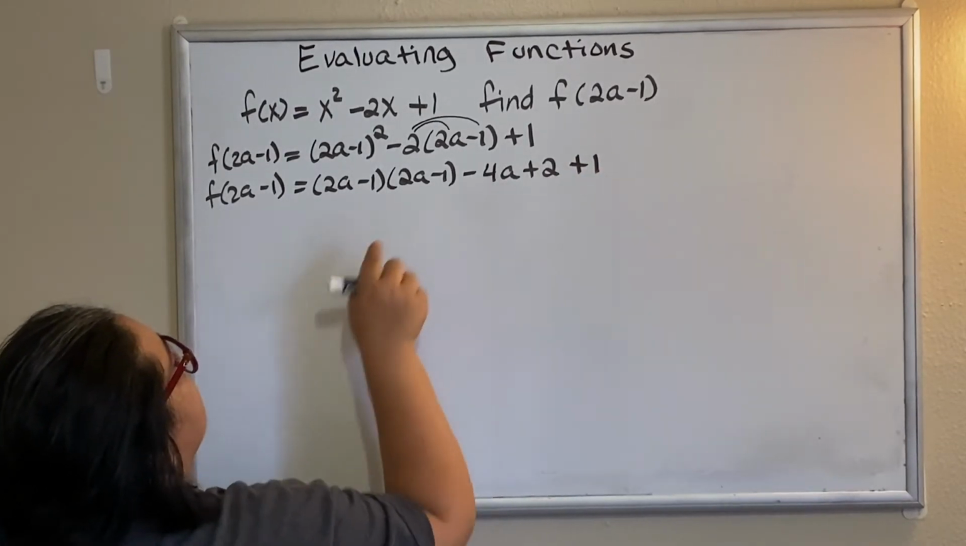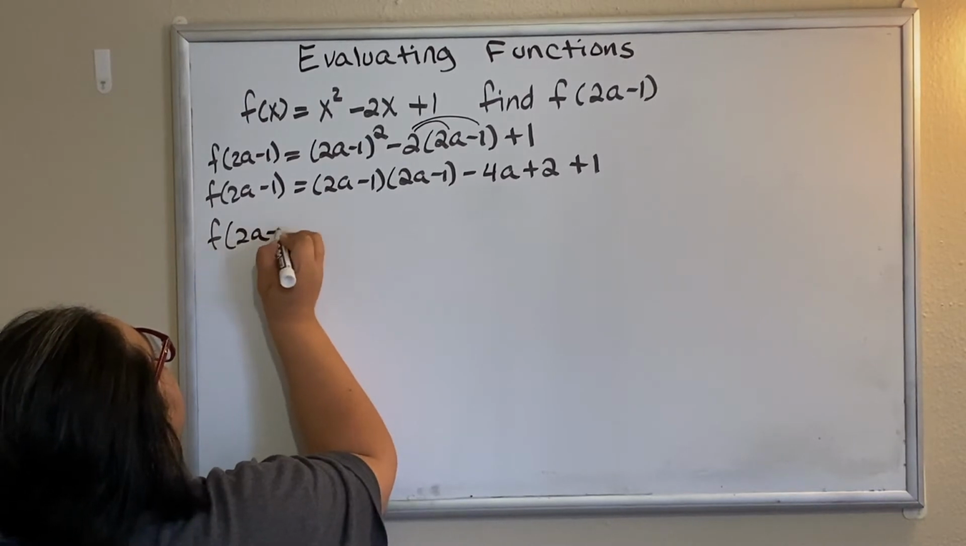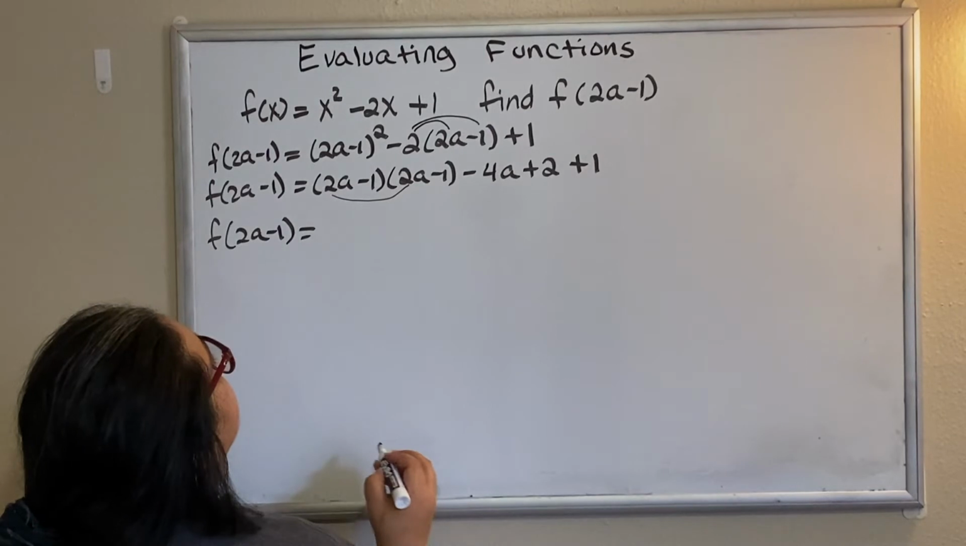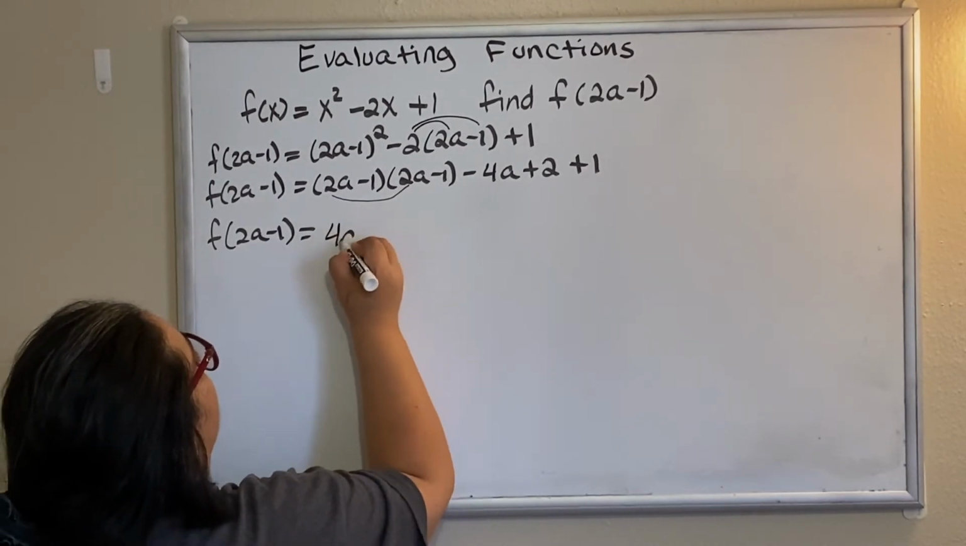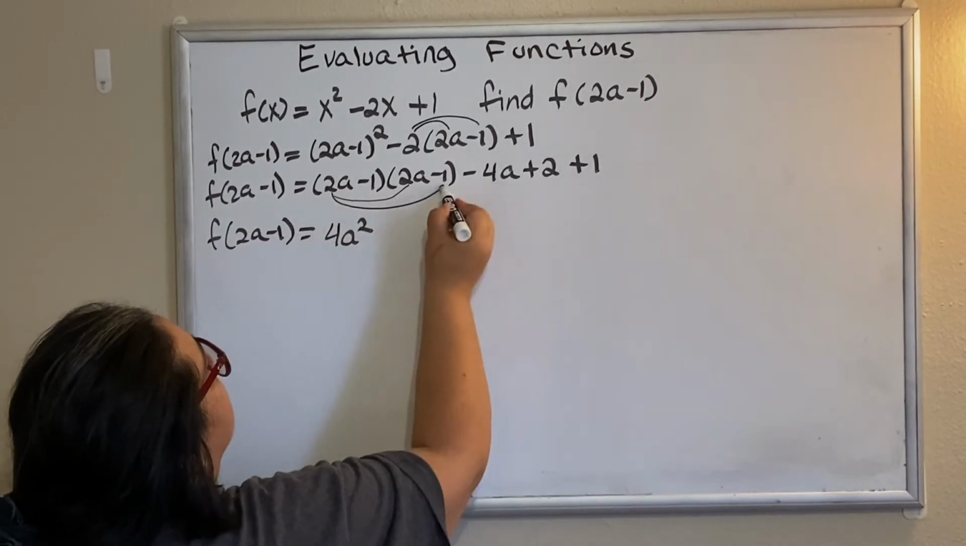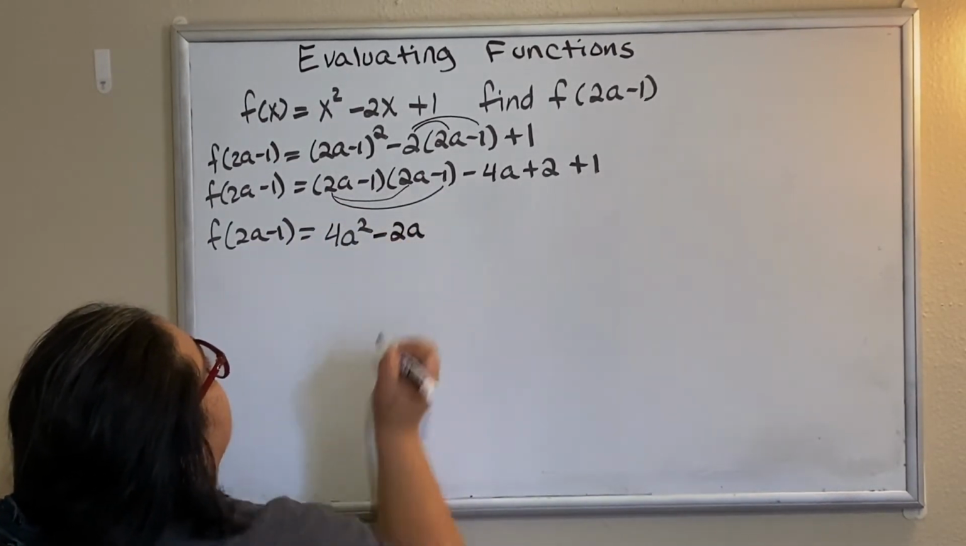Now here we need to distribute. So in the next step, we're going to say f of 2a minus 1 equals, and we're going to distribute 2a to 2a. Well, that's going to be 4a squared. Now we're going to distribute 2a to negative 1. That would be minus 2a.